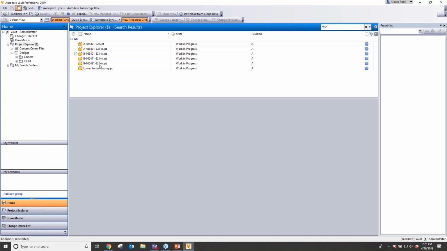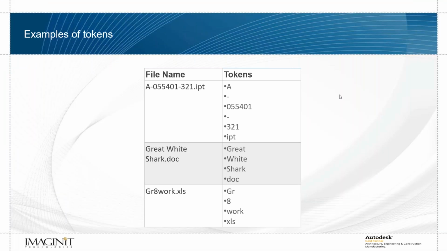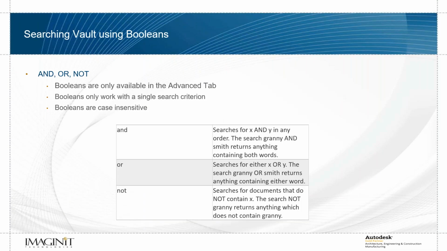Now, tokens are part of this, and wildcards are part of this. And I mentioned one other piece as well, and that was the idea of Boolean. Booleans only work in the advanced search, and I can use them with a single search criteria.